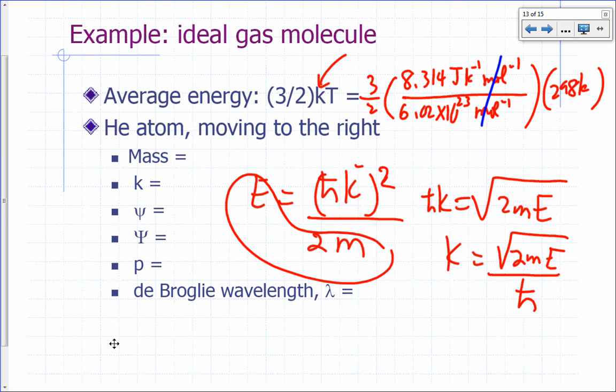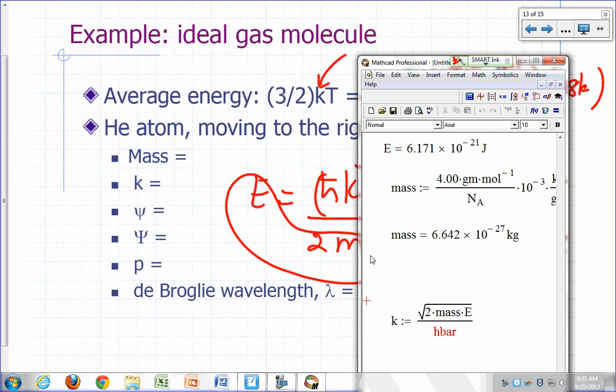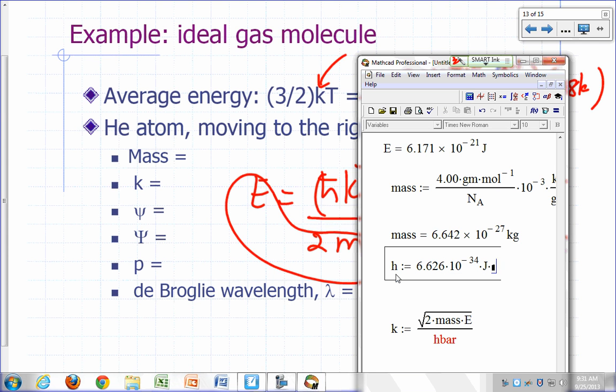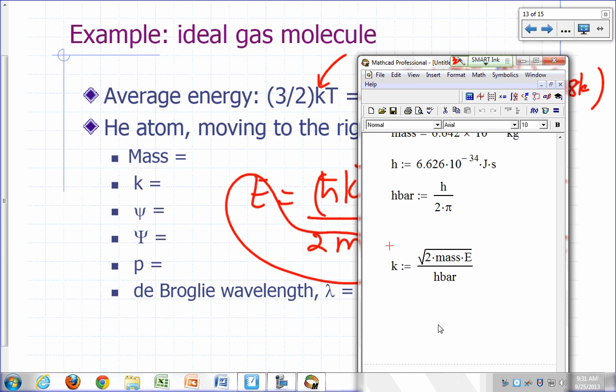So let's define h bar. It doesn't know what h bar is. So h is 6.626 times 10 to the negative 34 joule seconds. And what is h bar? H over 2 times pi, right? So what's our K? That's our K, 8.856 times 10 to the 10 per meter.